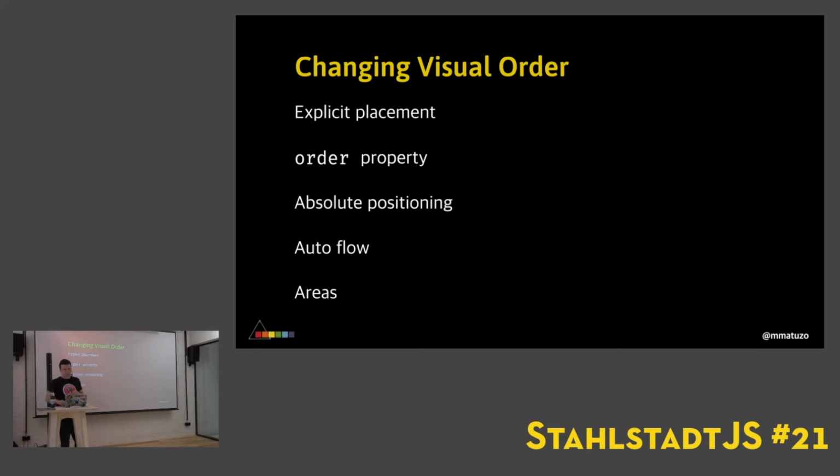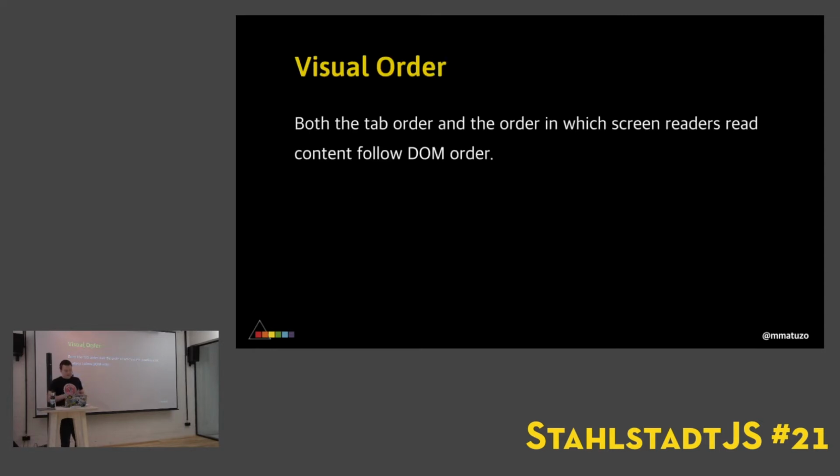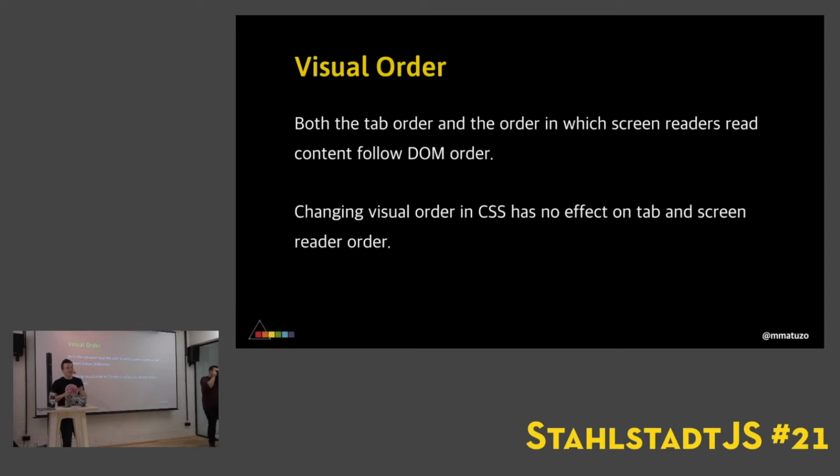The way order works is that both the tab order, so the order in which the focus indicator jumps from one item to the next item when you press the tab key, and the order in which a screen reader reads content on a page, follow DOM order. So tab order and screen reader order jump from top to bottom in a page. If we use CSS and change the visual order, tab order and screen reader order still stay the same. And this may be a problem for some people.